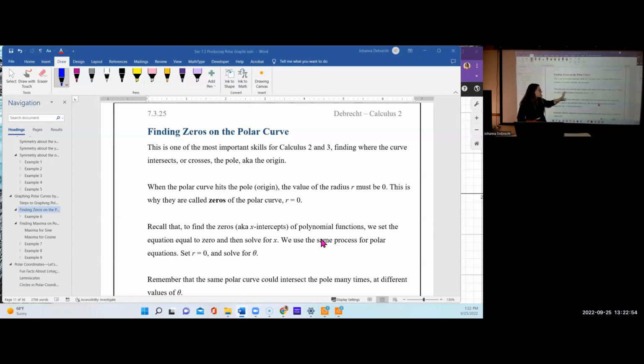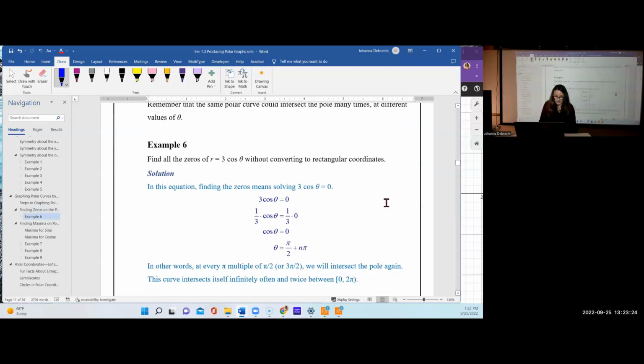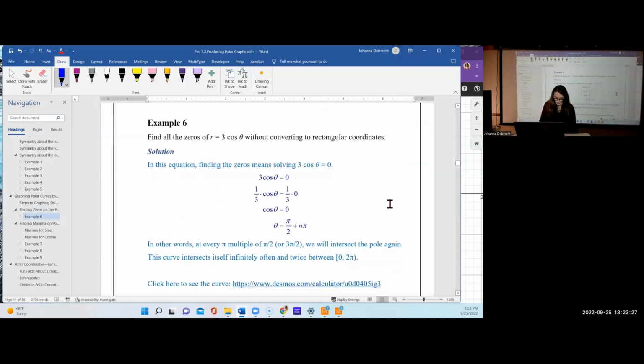So it's when r is equal to 0. So a 0 of the polar curve is whenever it intersects or crosses the pole. So it's going to hit the pole, also called the origin. All right, so this is different than what we had in the rectangular coordinate system. So basically what we do is we take the equation, we set it equal to 0, and we try to find the angle or angles, theta, that cause it to hit the pole. Remember that it can intersect the pole multiple times.